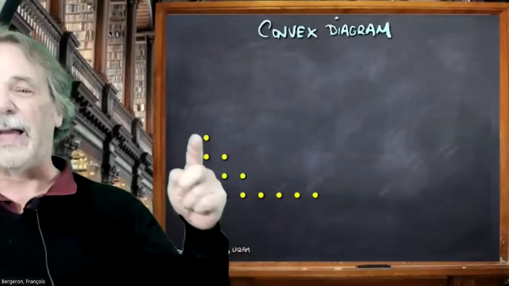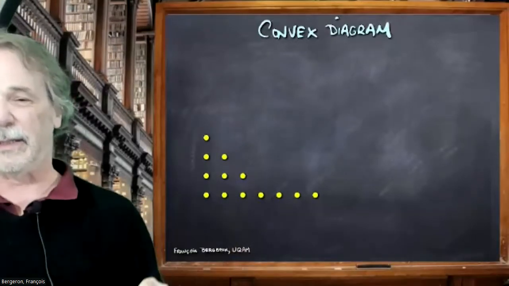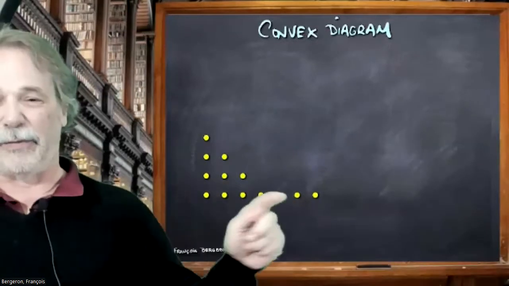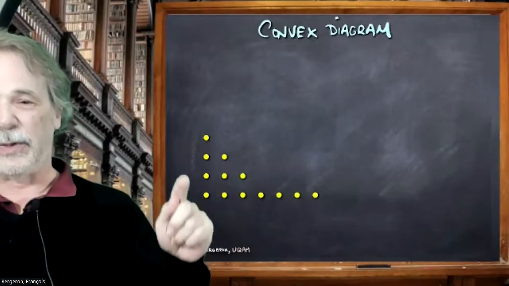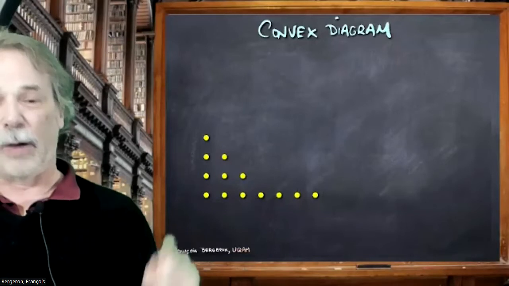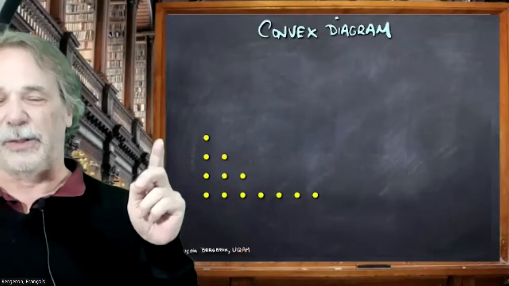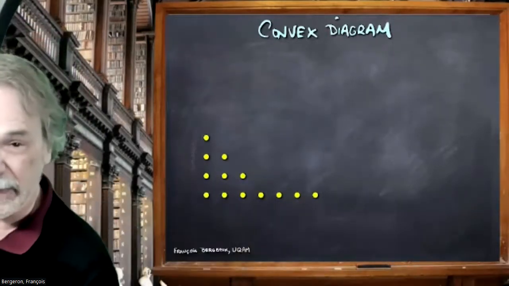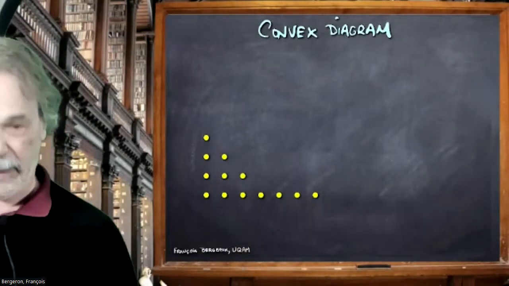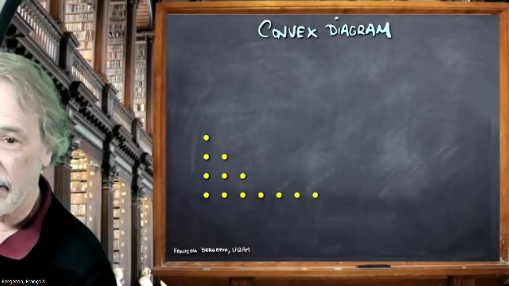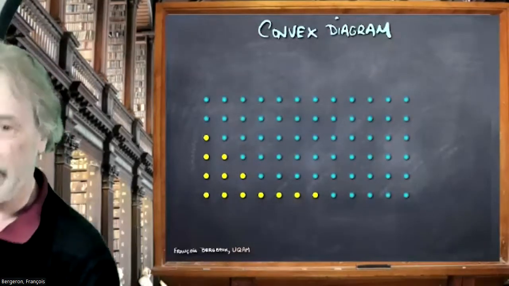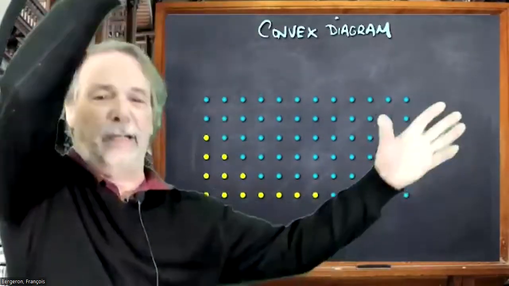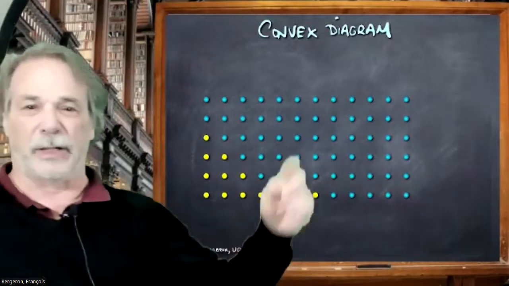So I'm looking at a Ferrers diagram. You know, when you have dots, it's a Ferrers diagram. And so you have a Ferrers diagram like this. I want to explain the notion of convex. Now, this one is not convex, but its complement is convex. Its complement, the blue part, that goes to infinity, is a convex diagram.